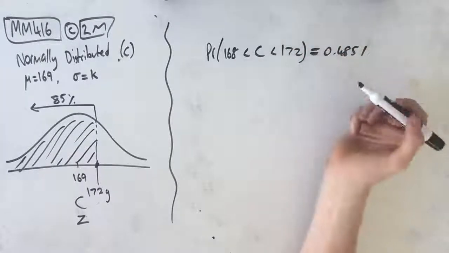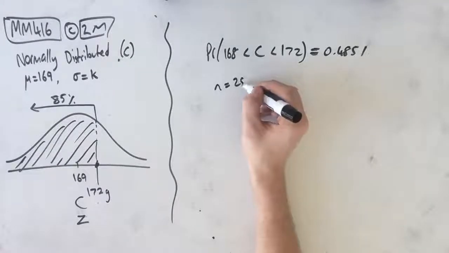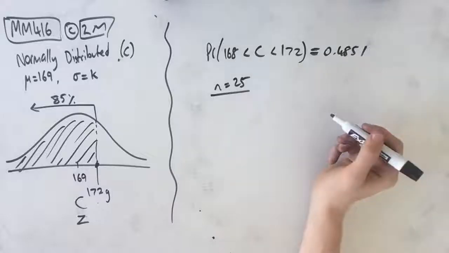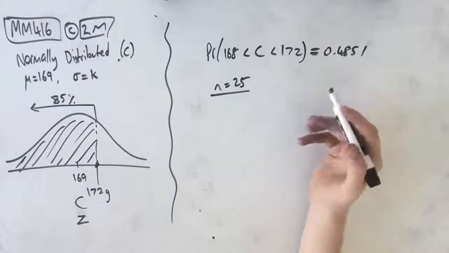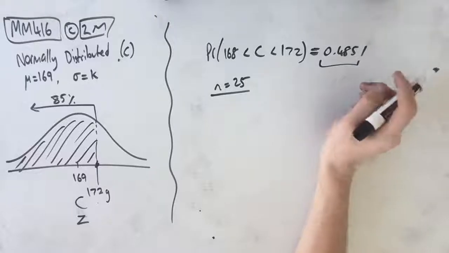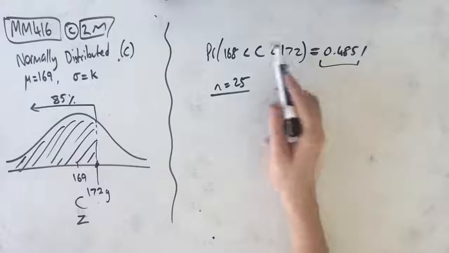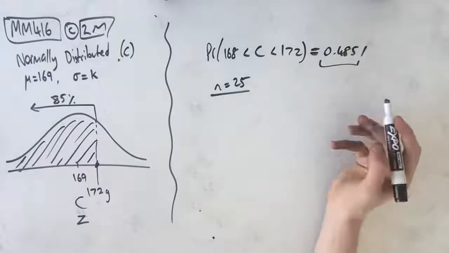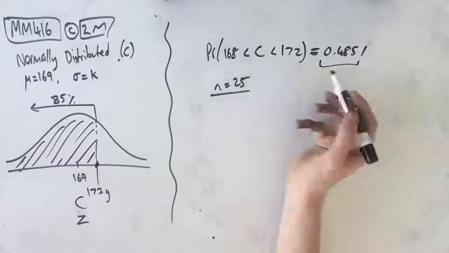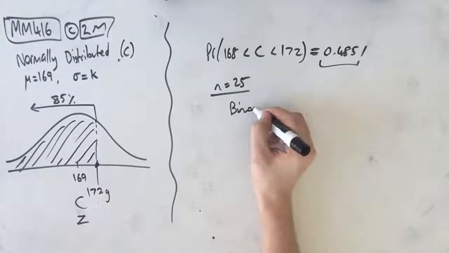So then what we have is our fact that we have 25 sample packets. So we have n equals 25. And what we're dealing with here is our binomial distribution, okay? Because any corn chip packet has a 0.4851 chance to be in this weight range, regardless of what other packets weigh, right? We've got a certain number of trials, we've got that probability, they're all independent, which means we're going to be dealing with binomial.